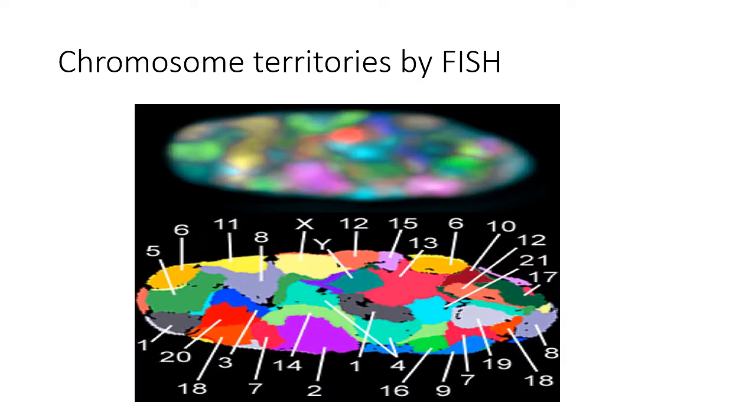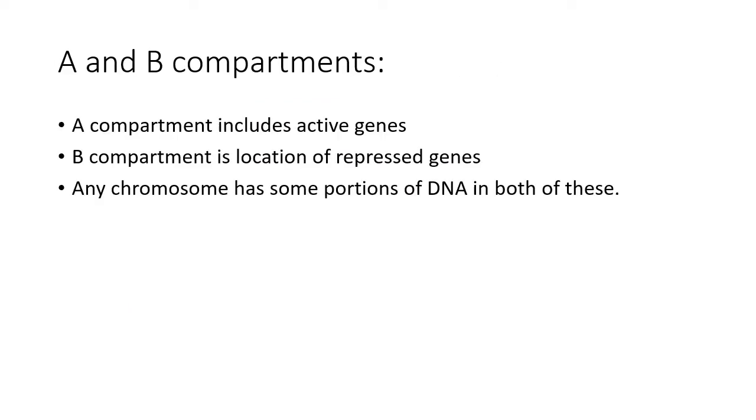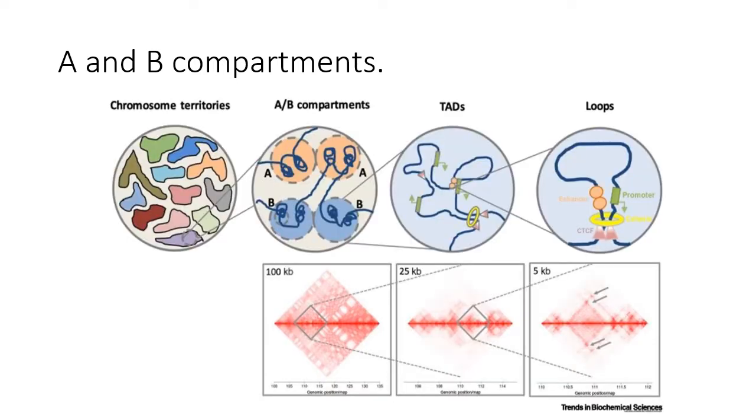Okay, here's another picture of chromosome territories as determined by FISH. The chromosomes are painted different colors using different combinations of fluorescent compounds, as before. So we need to mention the A and B compartments. The A compartment includes active genes. The B compartment is the location of repressed genes. So any chromosome, of course, has some portions in both of these. It's kind of hard to imagine how these are organized. But here's a representation. Each chromosome will have some DNA sequences in the A or active compartment and some bits of the DNA in the repressed or inactive compartment.